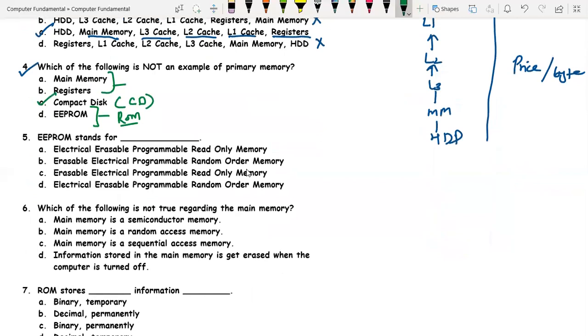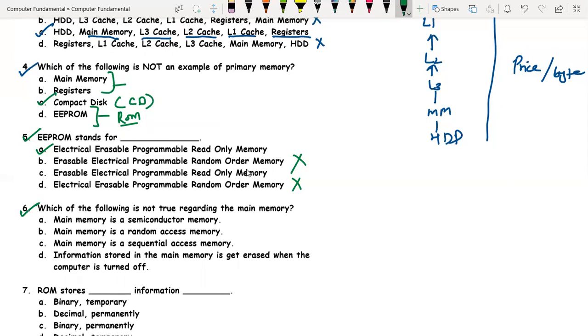Question number 5. EEPROM: electrical erasable programmable read-only memory. Here, random order memory is nothing. There is no memory known as random order memory. So B and D are directly wrong, and then the question is: erasable electrical or electrical erasable. So option A is the correct one.